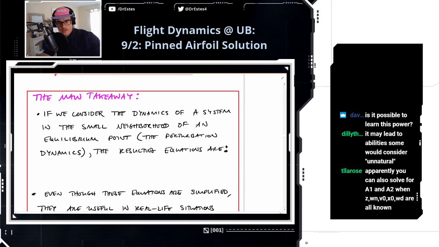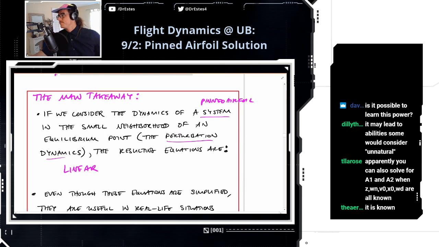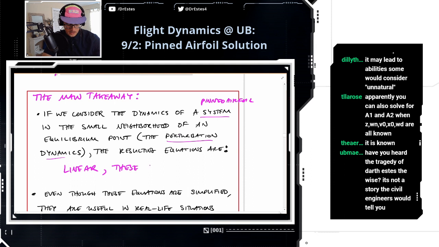Okay, so the main takeaway. If we consider the dynamics of a system, so in our case we had our pinned airfoil in the small neighborhood of an equilibrium point. So the dynamics in the small neighborhood are called the perturbation dynamics. The resulting equations are linear. And the nice thing about these linear systems is that these have clean analytical solutions.